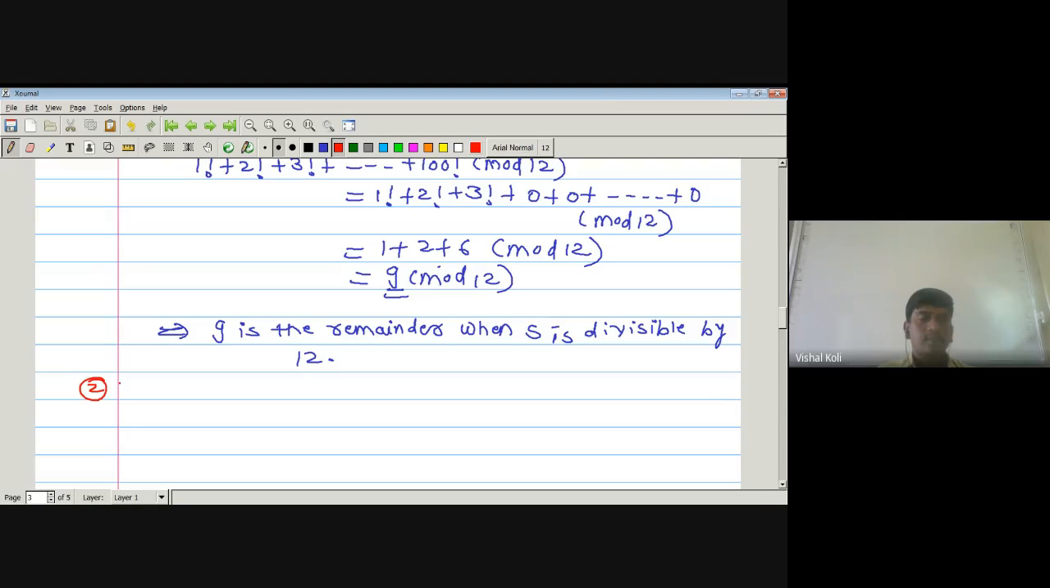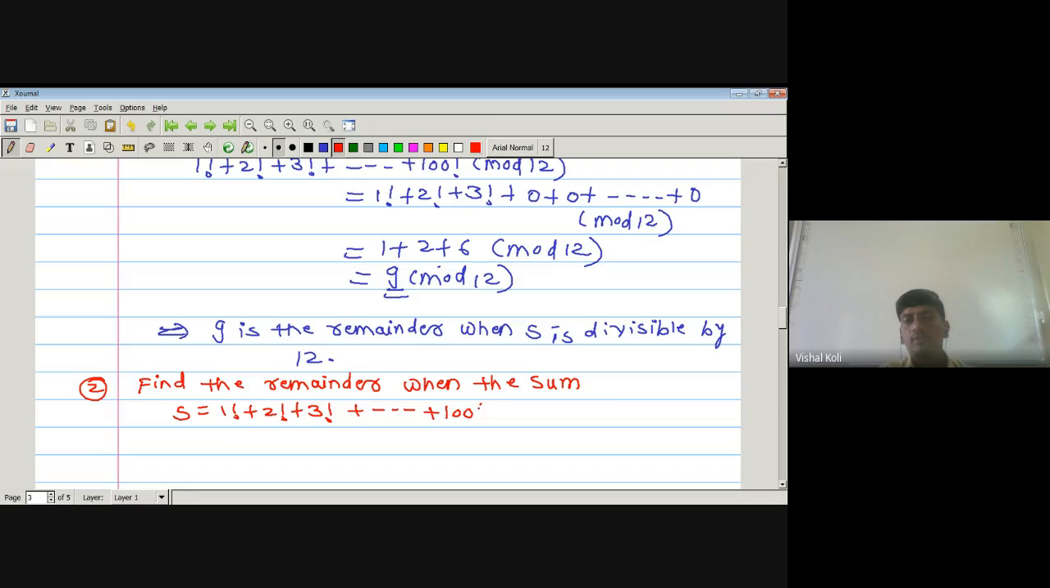Okay, now the next one is: find the remainder when the sum, which is equal to 1 factorial plus 2 factorial plus 3 factorial plus up to 1000 factorial, is divided by 8.